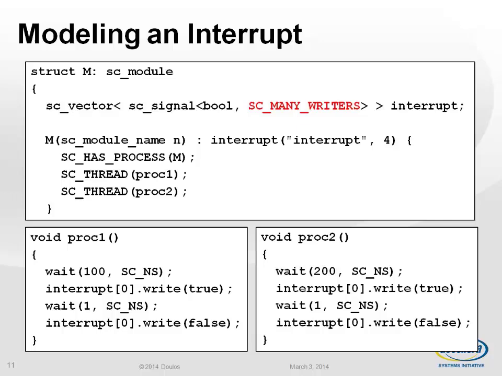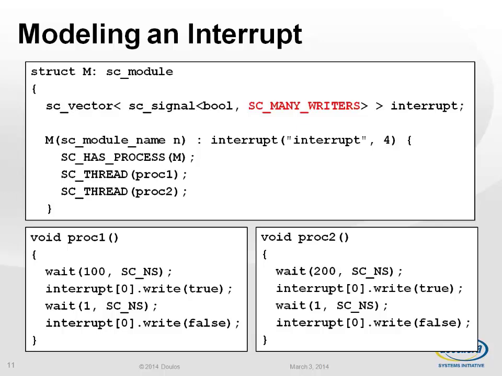Or you can now use this second template argument with a value SC many writers, and that allows multiple writers to the same signal. So here we're combining that feature with SC vectors again to create a bundle of interrupts. So here we've got a vector of interrupt wires, so effectively we've got a collection of individual interrupts. And then each of those individual interrupts can have many writers, which means that each individual interrupt signal can be written by one of several processes at different points in time.